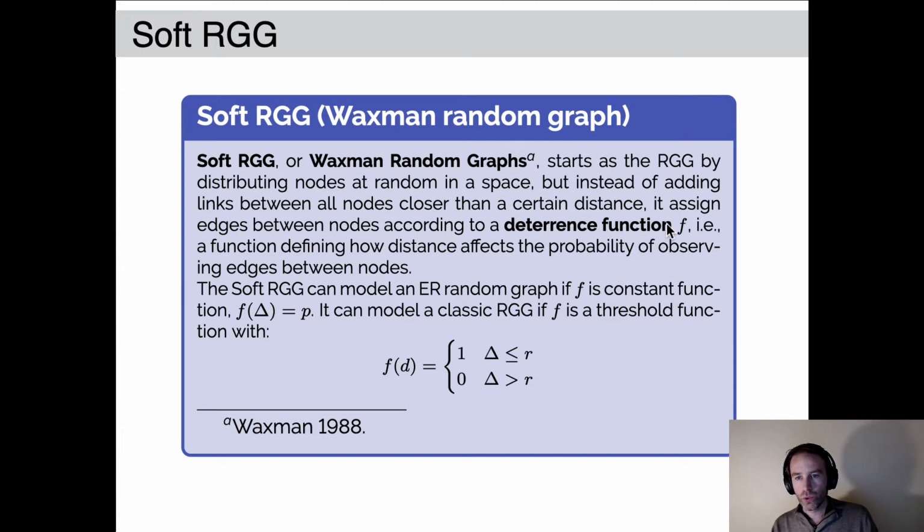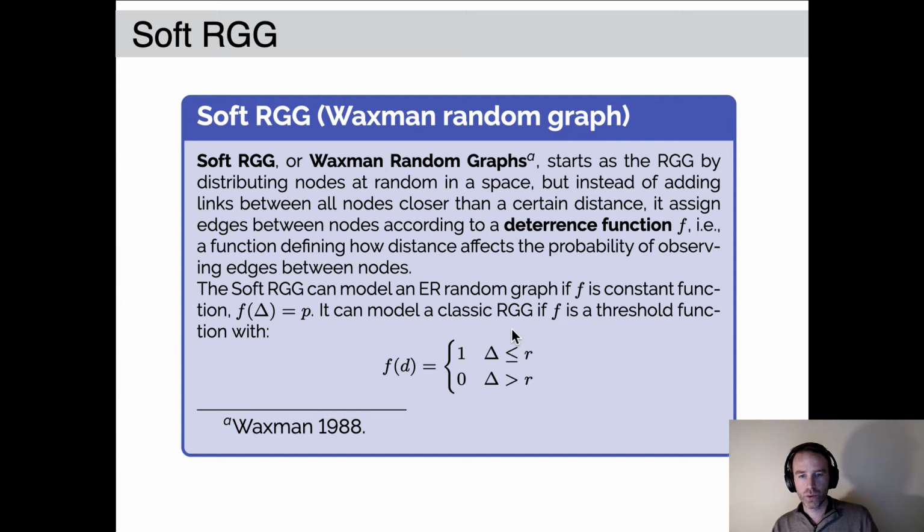And if you choose a deterrence function f which does not depend on the distance, so if your deterrence function is just equal to a constant, typically the density of the graph, so the probability of observing an edge between two nodes, then what you get is the Erdős-Rényi random graph. So if I choose this kind of deterrence function in which the probability of observing an edge does not depend on the distance, then I get an Erdős-Rényi random graph.